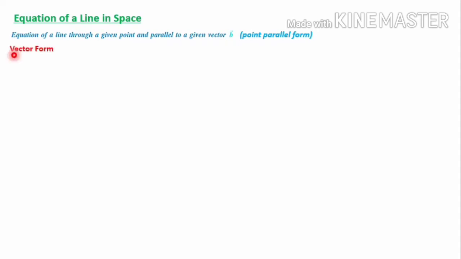Here, first one is vector equation or vector form. That is vector r = vector a + lambda into vector b. Vector r is equal to vector a. Vector a in the sense the position vector of the given point, and plus lambda into vector b. Vector b means it is a parallel vector.